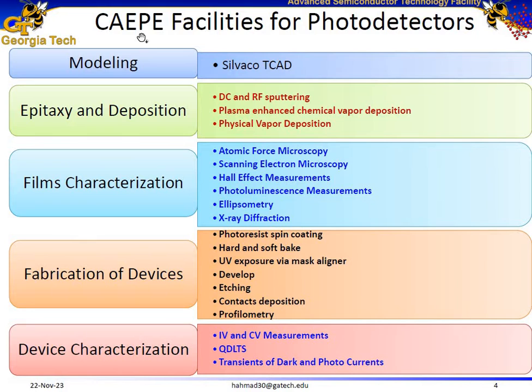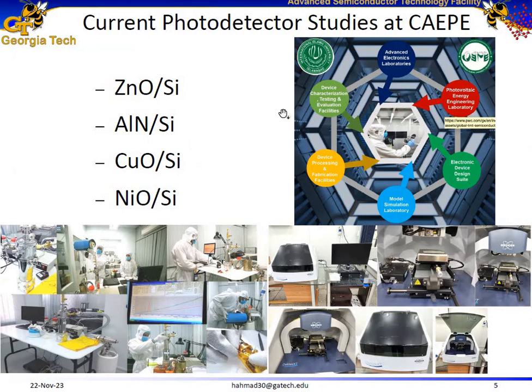Here at our Center for Advanced Electronics and Photovoltaic Engineering, we have all the relevant facilities required for doing research on photodetectors. And currently, various students here at our Center for Advanced Electronics and Photovoltaic Engineering are working on zinc oxide on silicon, aluminum nitride on silicon, copper oxide on silicon, and nickel oxide on silicon-based photodetectors.